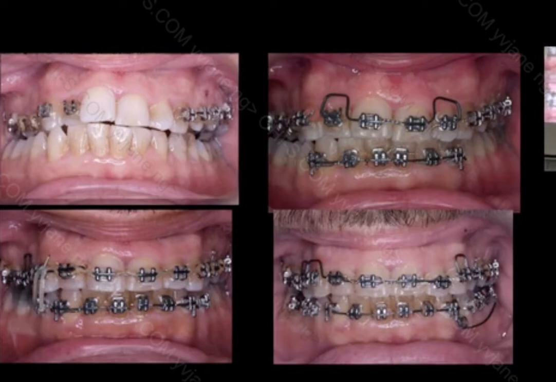So it is very important that we have control of anchorage, of course, in a case like that. But of course, it's also important that we have set a very precise treatment planning. You cannot just place a continuous arch wire in a case like that and say, okay, aligners. I mean, you need to set a treatment plan.